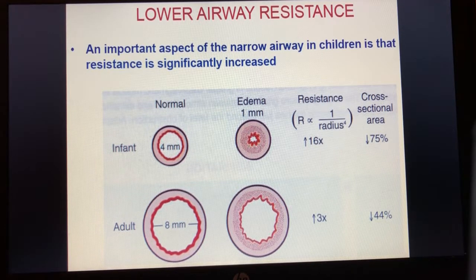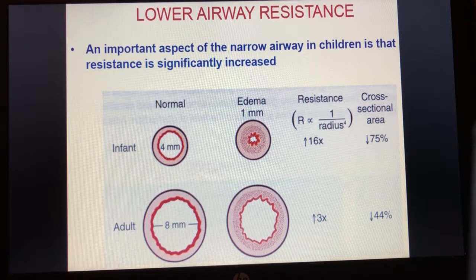So we have an infant airway at the top left-hand, 4 millimeters when it's normal, and an adult airway which is, for example, say 8 millimeters. If we then apply a 1 millimeter edema to both these airways, you can see there's a disproportionate reduction in airway diameter in the small airway, such that the cross-sectional area is dropped by almost 75% compared to only 44% in the larger airway. And this means that the increase in resistance is 16-fold for an infant compared to 3-fold for an adult.